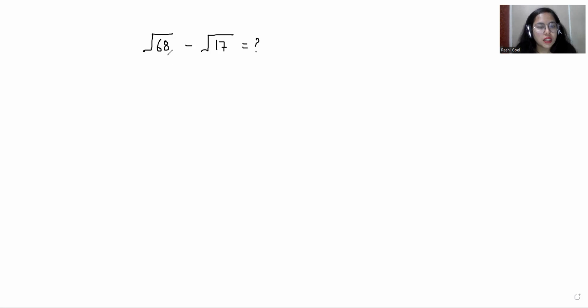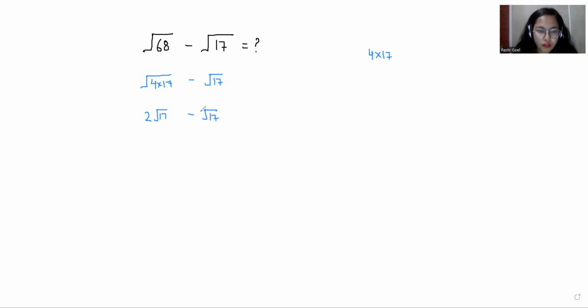So root 68. We can break 68 as 4 multiplied by 17. So in place of root 68, I can write it as root 4 multiplied by 17 minus root 17. We know that 4 is the square of 2, so I can take 2 outside. So it becomes 2 root 17 minus root 17.